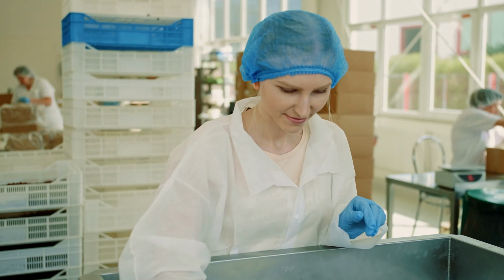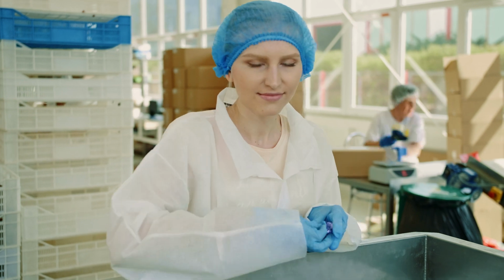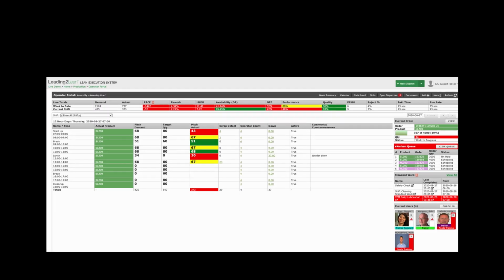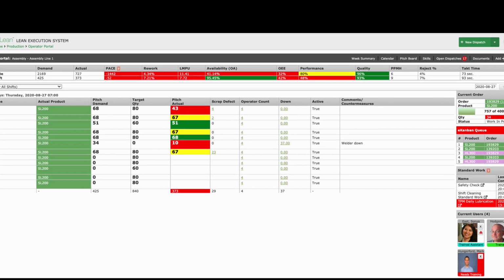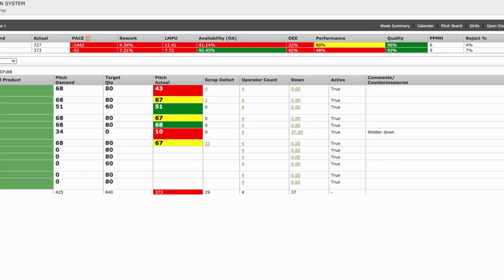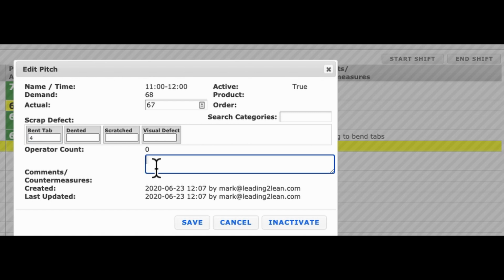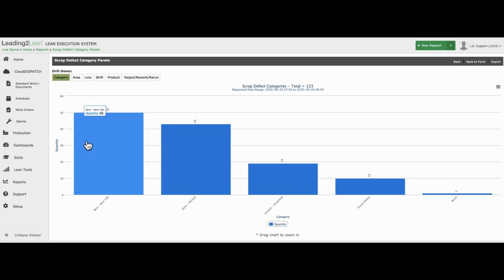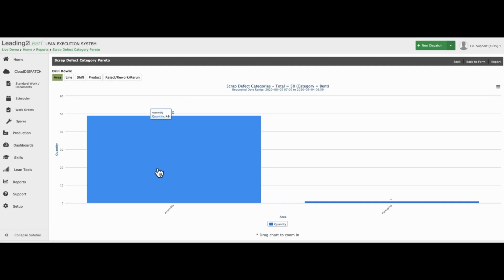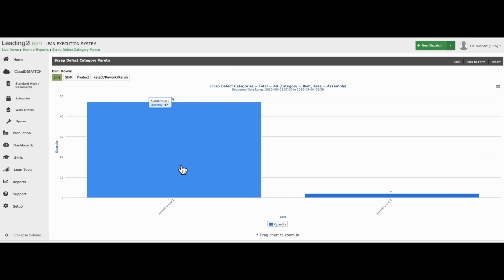The third critical piece of data we need to capture is scrap and rejects. We know the demand to be produced, we know how many we actually produced, and now we want to know how many we scrapped or rejected during the production run. L2L's production module allows the frontline associate to input total scrap counts by individual categories that will be the base for Pareto analysis through the L2L reports.